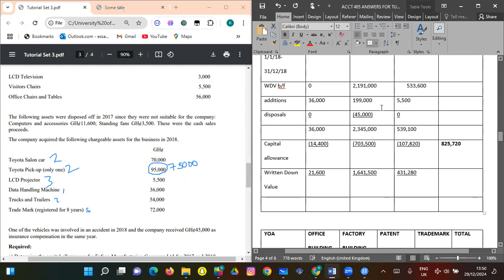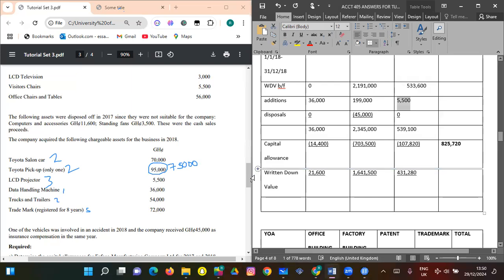Then you have pool 2, which will have an addition of 199,000, which is going to be the Toyota saloon car, 70,000, plus the Toyota pickup, which is going to be changed to 75,000, plus the truck and trailer, 54,000. That is 199,000, so that's what we are having here. Then the LCD projector, as I said, will go into pool 3. That's what we are having in here.